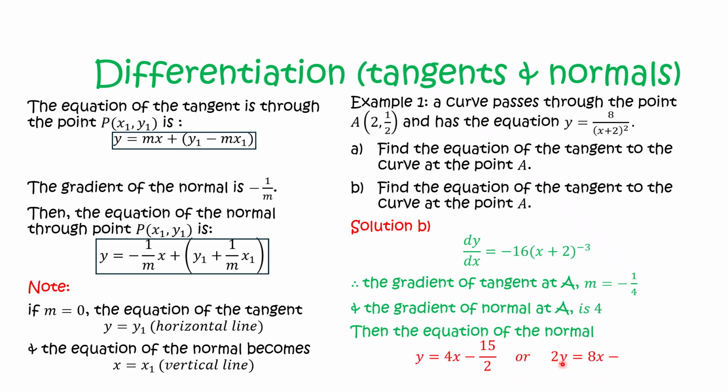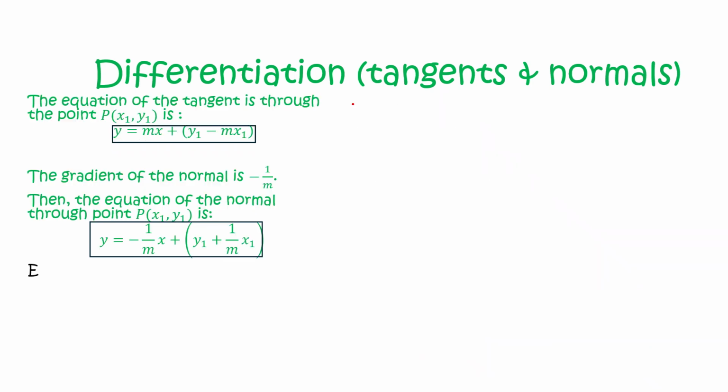And simplifying this further, we get y is equal to 4x minus 15 over 2. Or in simple terms, if we clear the fractions by multiplying all terms by 2, we are going to get 2y is equal to 8x minus 15. And this is how we solve part B of example 1.